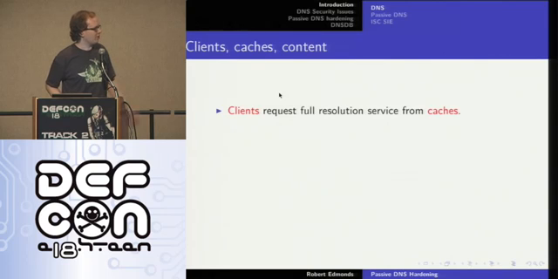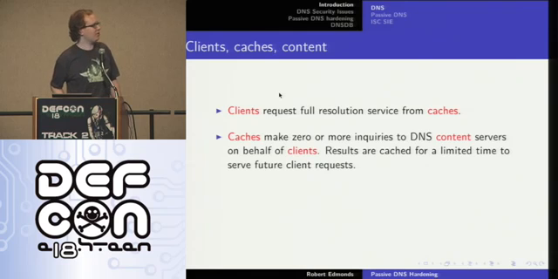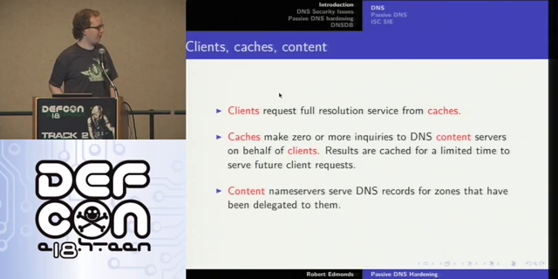Excellent. Some terminology. We have clients, caches, and content. There are three fairly well-defined roles in the DNS. Clients request full resolution service from caches. Caches make zero or more inquiries to content servers on behalf of clients, and the results are cached. And we have content name servers, which serve the DNS records that have been delegated to them.